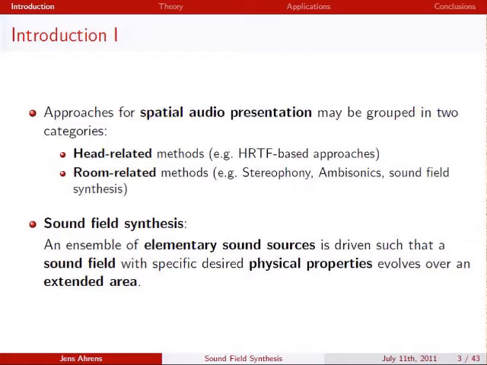And then on the other hand, there are the room-related methods, which aim at satisfying a specific portion of space. There's, for example, stereophony and ambisonics, which employ a low number of loudspeakers, say between 2 and maybe 10. And there's, for example, also sound field synthesis, which employs a significantly larger amount of loudspeakers. When I say sound field synthesis, I refer to the situation when an ensemble of elementary sound sources, for example loudspeakers, is driven such that a sound field with specific desired physical properties evolves over an extended area. This extended area can be either a plane or a volume.